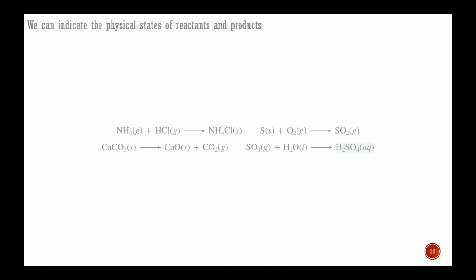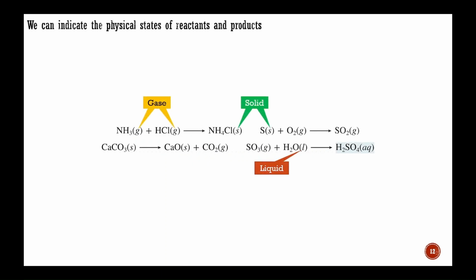Chemists typically indicate the physical states of reactants and products using italicized letters in parentheses following each species in a chemical equation. Gases, liquids, and solids are labeled as g, l, and s, respectively. Additionally, chemical species dissolved in water are referred to as aqueous and are labeled aq. In some cases, the physical state must be expressed more specifically.